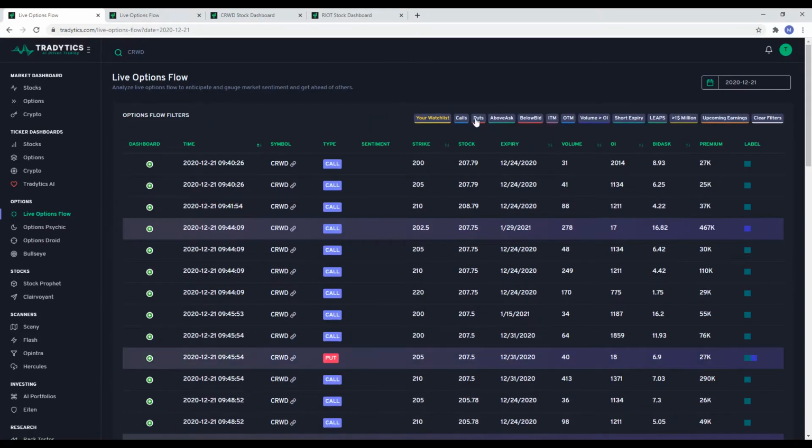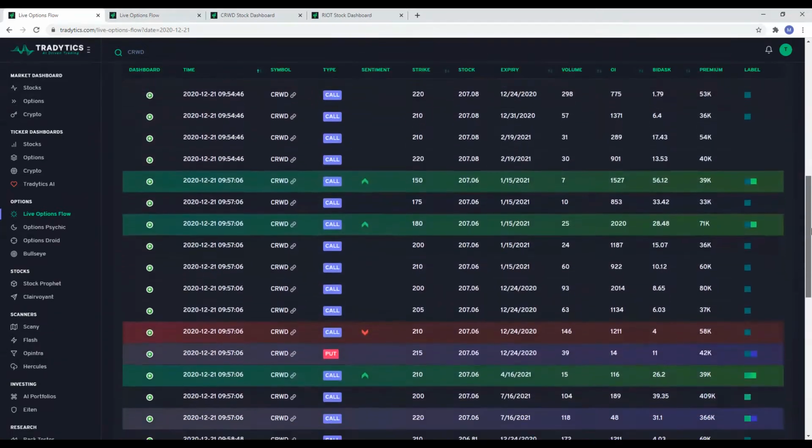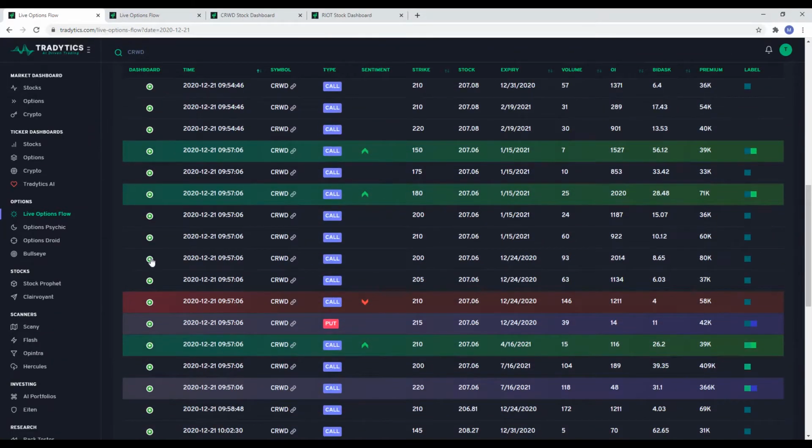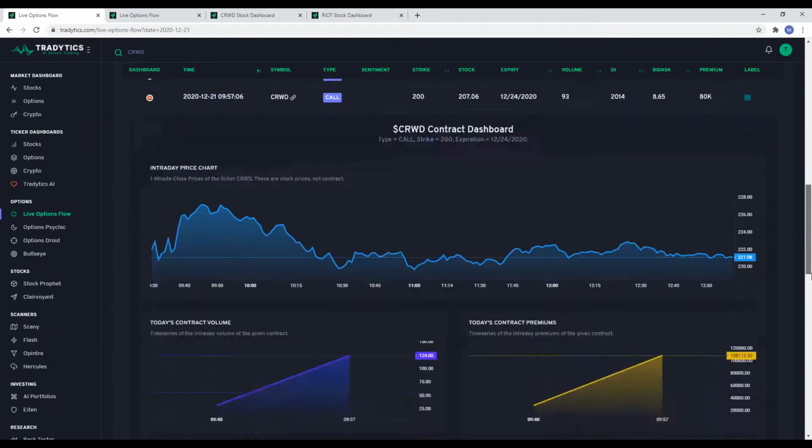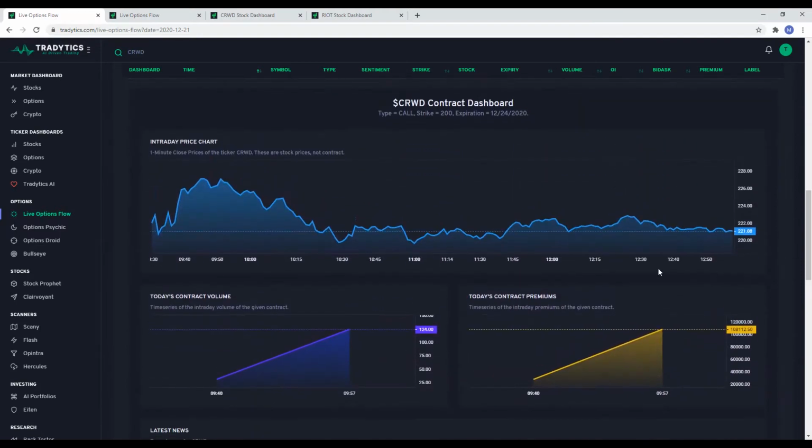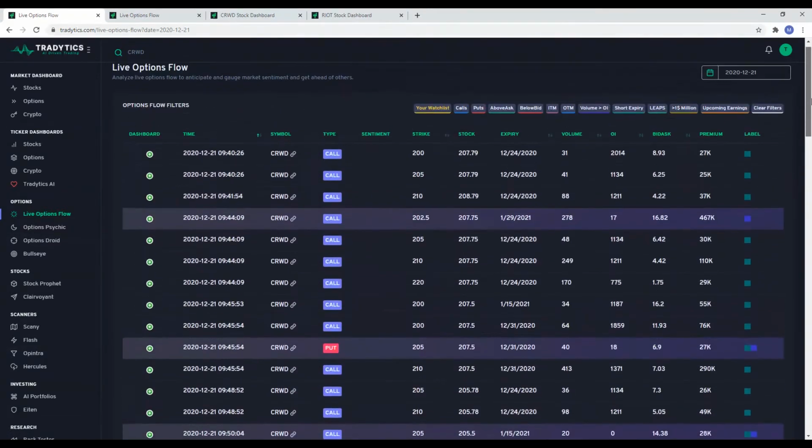On the tool, the first thing you can see are the wide variety of filters that we have. These let you extract the type of information you want. For instance, you can filter by calls, puts, million-dollar orders, volume greater than open interest, and more. The first column you see is our dashboard, which lets you expand and look at more information about each contract. It shows you how much money has been spent on the contract today and the intraday stock price for the current day.